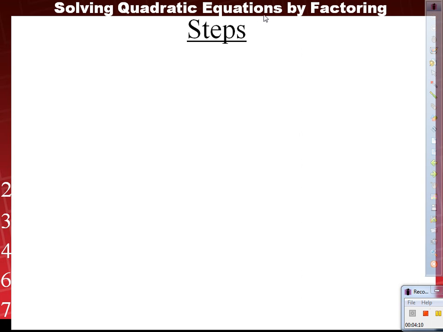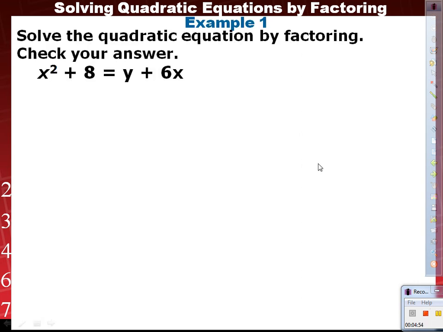All right, so with that said, turn the page over. We will need probably half a page or a full page per problem, so make some room. You do need colored pens and pencils if you have those, so have those handy. Copy example number 1. It says, example number 1, solve the quadratic equation by factoring and check your answer. Equation given, x squared plus 8 equals y plus 6x. Copy that, and then I'll go over the process.